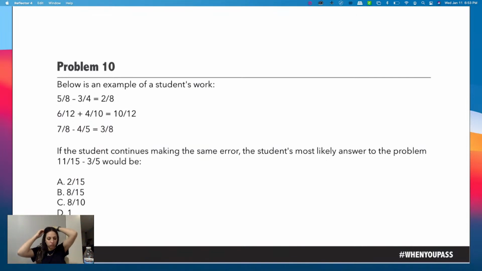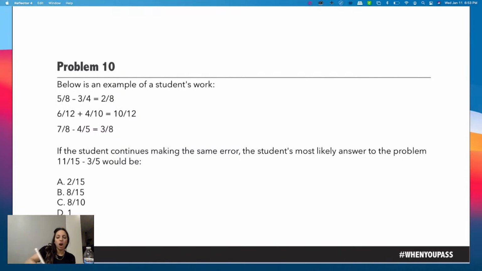5/8 minus 3/4 equals 2/8. 6/12 plus 4/10 equals 10/12. 7/8 minus 4/5 equals 3/8. If the student continues to make the same error, what is the student's most likely answer to the problem? 11/15 minus 3/5 would be what?